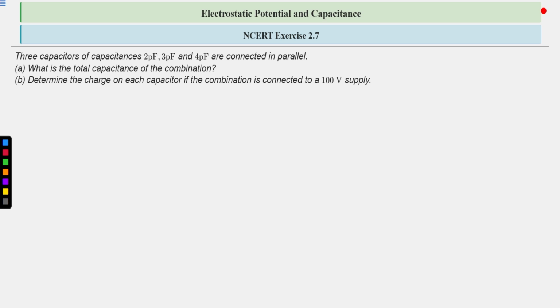So this is the question. The answer for A is 9 picofarad, the equivalent capacitance in the parallel combination, and the charge on each capacitor is: charge on the first capacitor is 2 into 10 to the power minus 10 coulomb, on the second 3 into 10 to the power minus 10 coulomb, and on the third capacitor 4 into 10 to the power minus 10 coulomb. So let's see the solution.